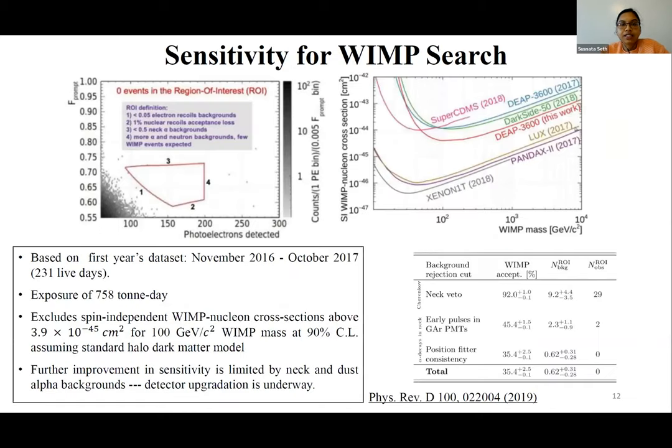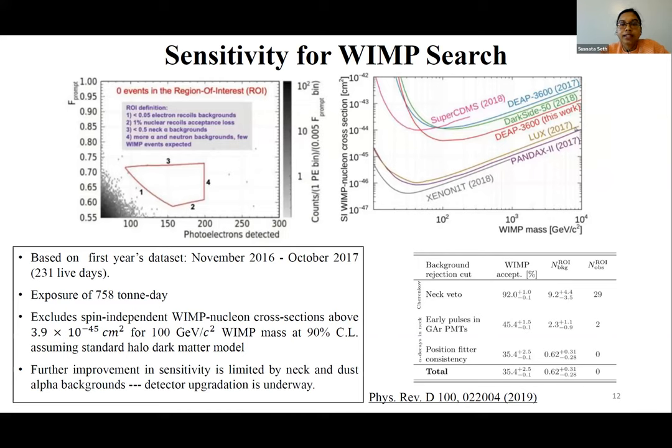Now I'll be talking about the sensitivity of our detector to WIMP search. This is based on the first year data set, which has 231 live days of data. After applying the background rejection cuts, within the WIMP ROI no event has been found. That leads us to draw this exclusion plot. At about 100 GeV WIMP mass, we can exclude the spin independent WIMP nucleon cross section above 3.9 × 10^-45 cm² at 90% confidence level, using the standard halo model.